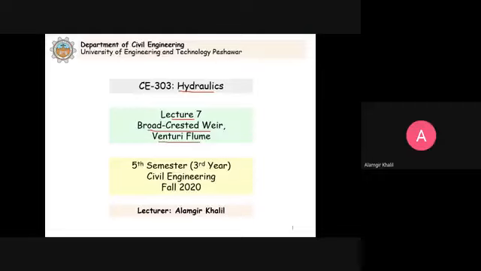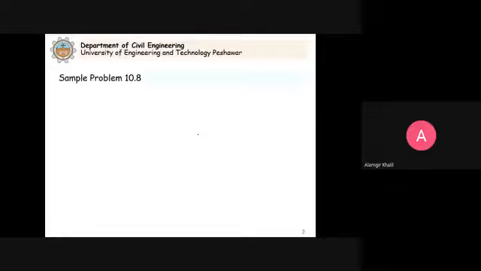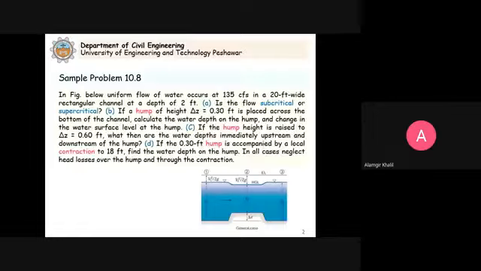and Venturi flume. Now, before we study the flow measuring devices, we solve this problem. So this is sample problem 10.8.